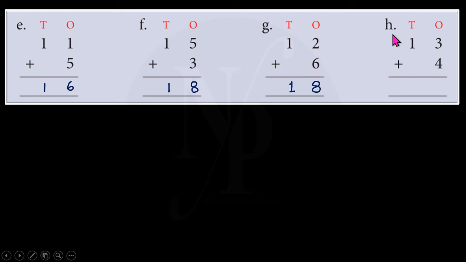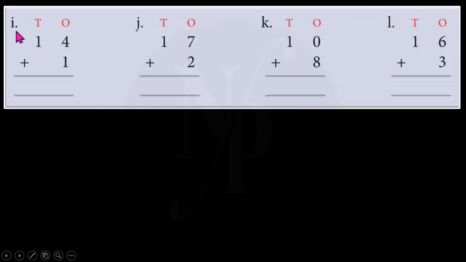Coming to H, we have 13 plus 4. We add 3 and 4 first. So 3 plus 4 is 7. And 1 plus 0 is 1. So 13 plus 4 is 17.